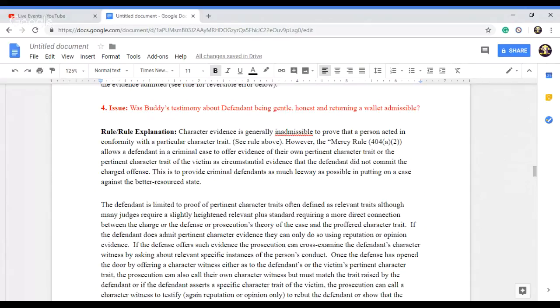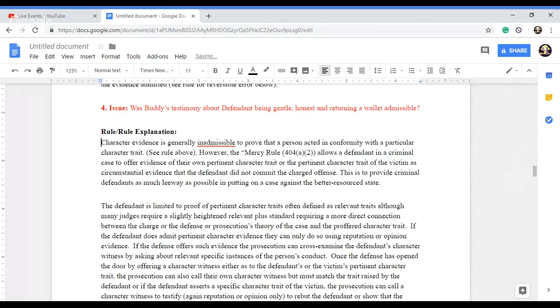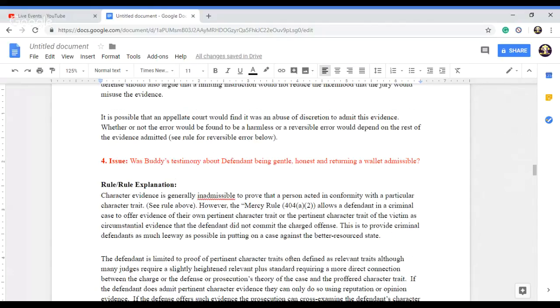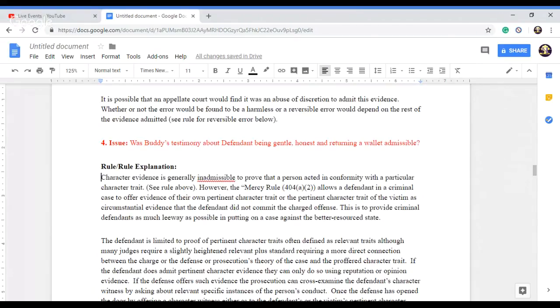So here we're asking whether Buddy's testimony about the defendant being gentle, honest, and returning the wallet is admissible. Okay, so that's character evidence. This is more or less a copy and paste from the top. Character evidence is generally inadmissible to prove a person's conduct, and so on. See rule above.